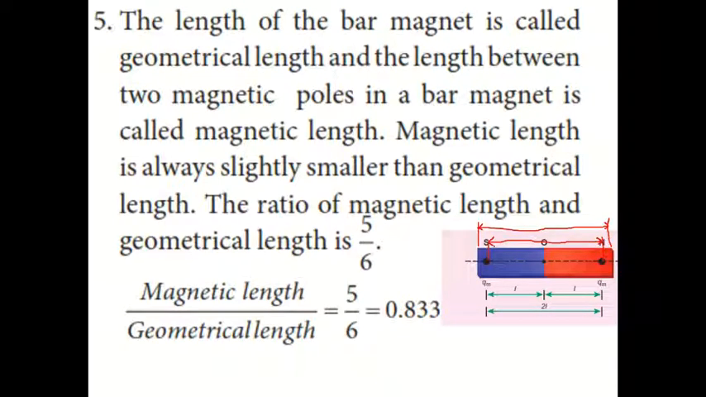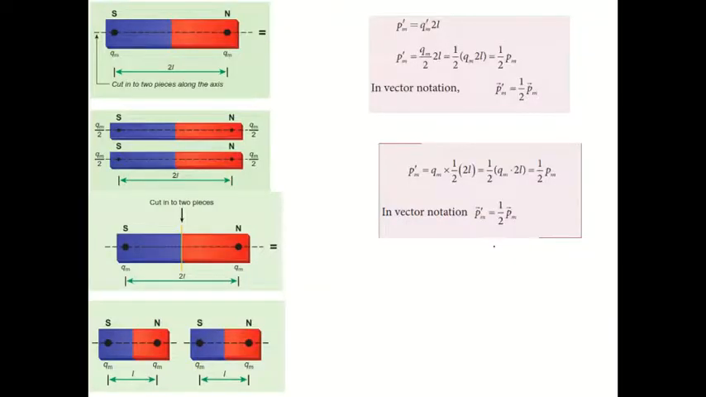Always there is a ratio of magnetic length to geometrical length. It will be 5 by 6, that is 0.833, magnetic length divided by geometrical length. This also we have discussed in the previous class.